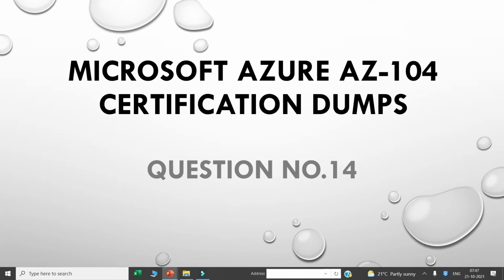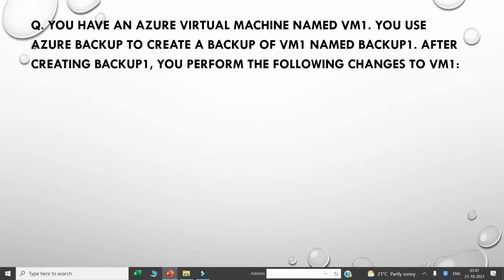AZ-104 certification dumps. Question number 14. You have an Azure virtual machine named VM1. You use Azure Backup to create a backup of VM1 named Backup1. After creating Backup1, you perform the following changes to VM1.